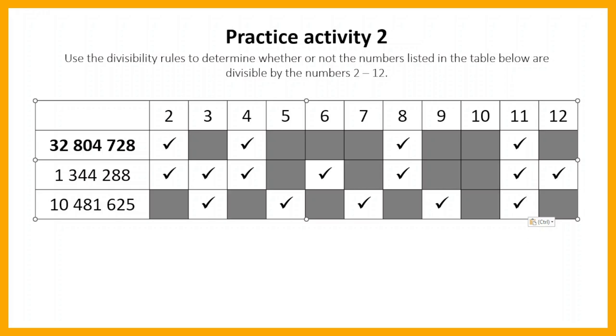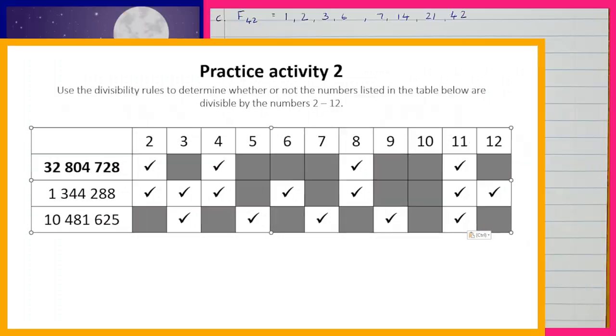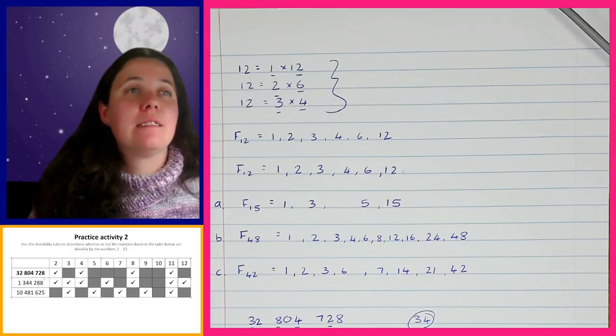So that is what you should have got in that table. Right, so now that we know how to find factors, and we also have some tips or tricks that we can use to quickly identify if numbers will be factors, now we're going to use that to help us to work out what we call highest common factors. So let's have a look at highest common factors.